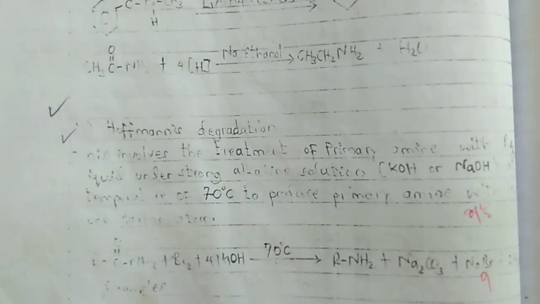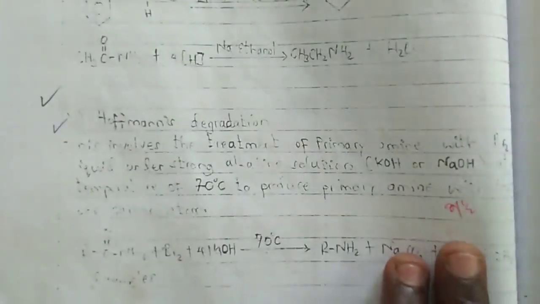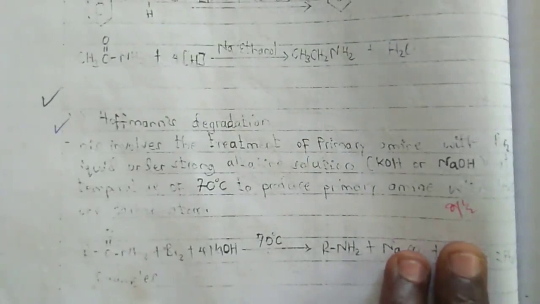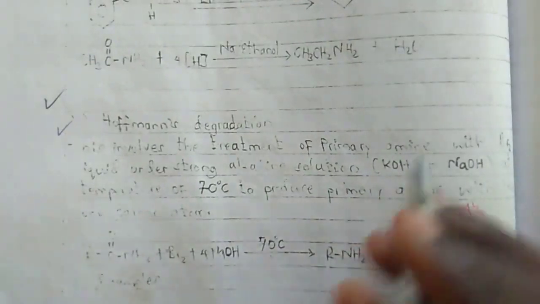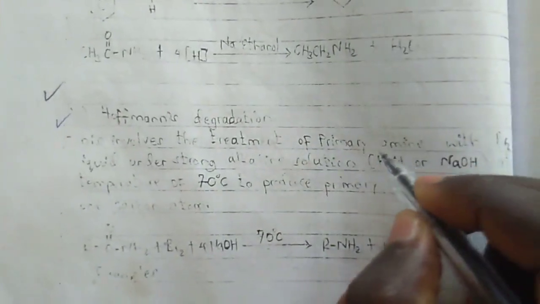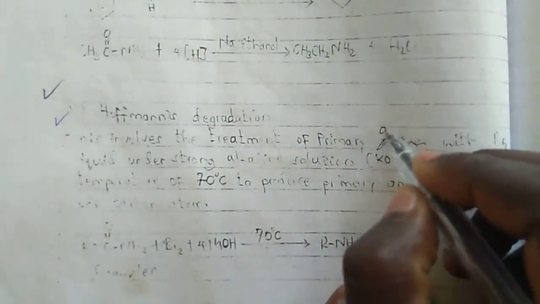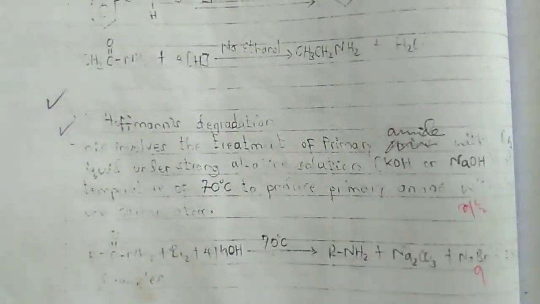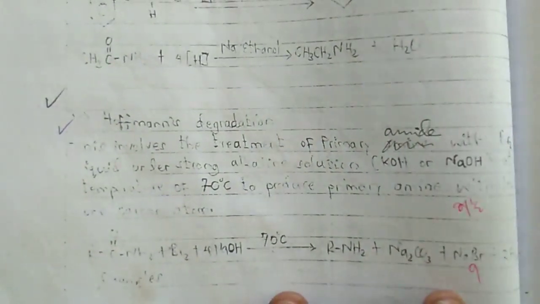You can see different examples here. Actually, it does not involve the treatment of primary amine. This involves the treatment of amide. We are treating amide, not amine. Treatment of amide to produce primary amine.